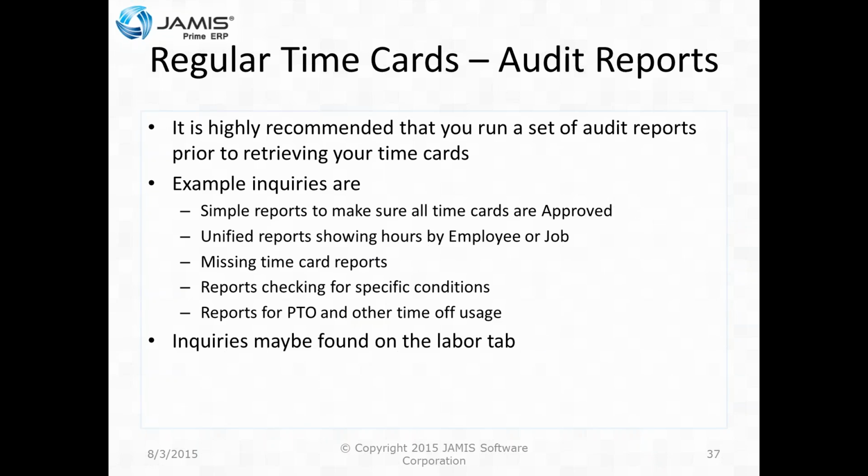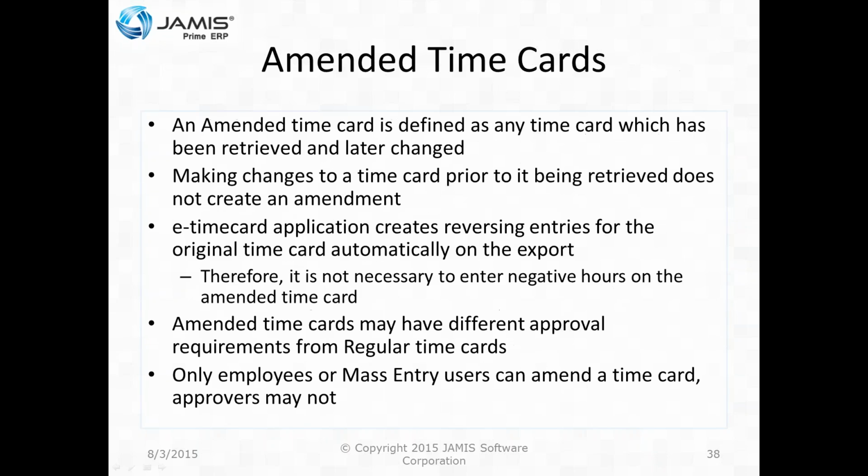That means at the end of the week when you view not created and you have a name there, somebody has not even started their time card. You have other reports checking for specific conditions, and you also have reports that can show you your special earning codes, how much vacation has been taken, holiday, things like that. But all of these inquiries are found on the labor tab. Now, you all that are the end users, you're not going to have access to this labor tab. It will only be your approvers. Just to let you know that you don't have access to the same reports.